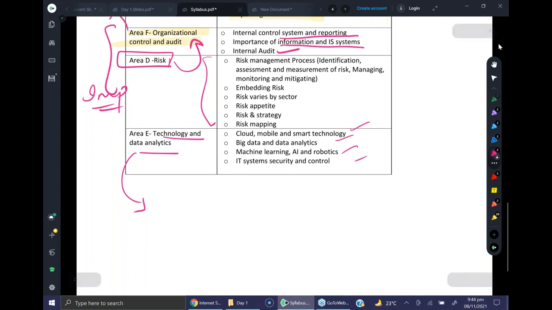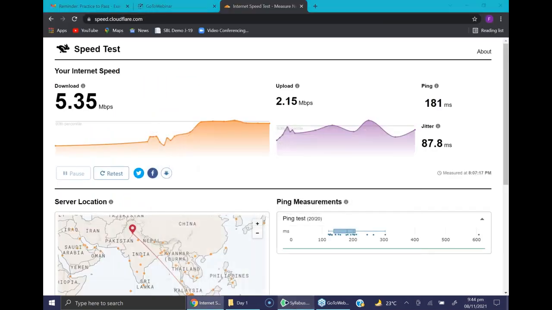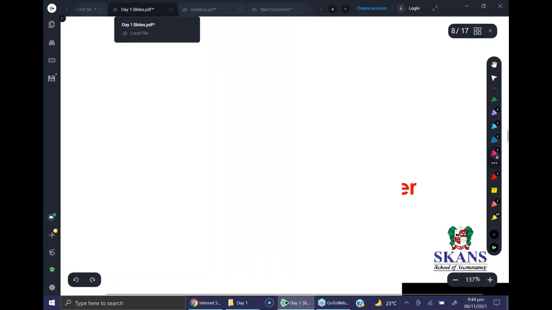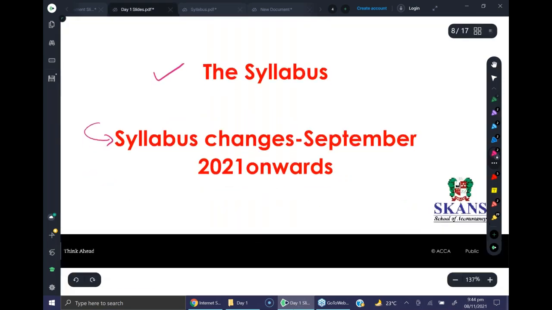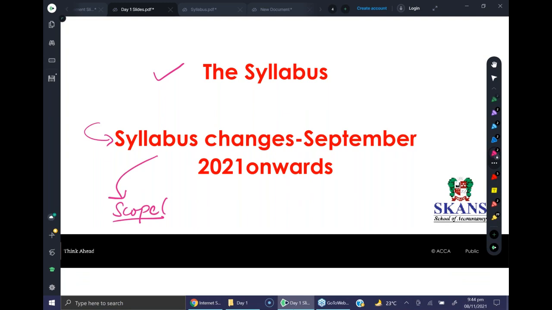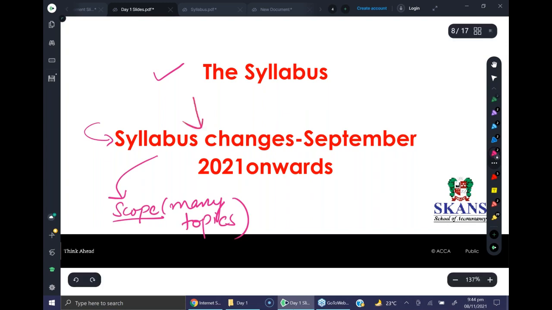Now specifically, if I talk about the syllabus changes which happened in September 2021, there were changes in the scope of many topics. There were some additions in terms of scope and deletions in terms of scope, right? But changing the scope does not change the entire idea of a topic. So what you have learned previously, pretty much it's the same. You can check the syllabus changes in the September 2021 onwards syllabus guide. On the last page, the last 2 or 3 pages have the detail on the changes.